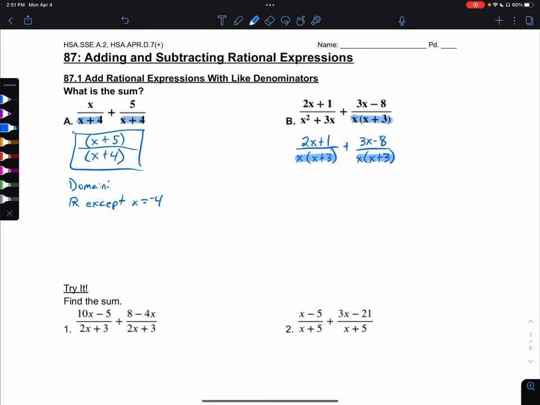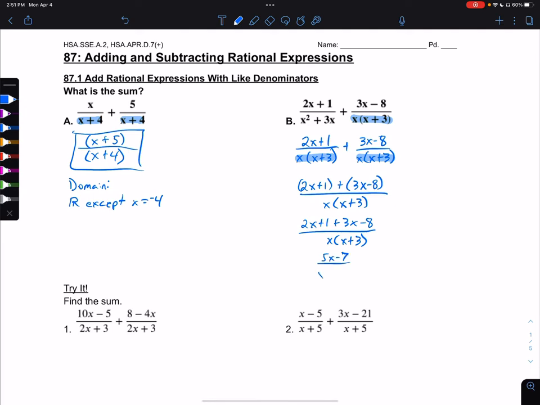The denominators are the same. So what we can do is we can do 2x plus 1. I'm going to write it all together as one group. You wouldn't have to show every single one of these steps as you get better at this. The parentheses are not going to make a difference here. So we have 2x plus 1 plus 3x minus 8. I would then look to combine any like terms in the numerator. So we get 5x minus 7 over x times x plus 3.